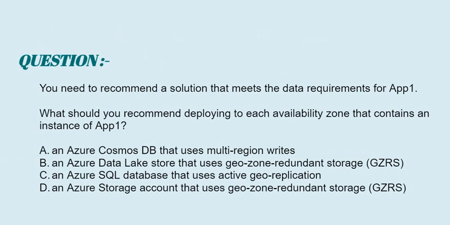Our question is, you need to recommend a solution that meets the data requirements for App1. What should you recommend deploying to each availability zone that contains an instance of App1? The options are: option A, an Azure Cosmos DB that uses multi-region writes. Option B, an Azure Data Lake Store that uses Geo-Zone-Redundant Storage (GZRS). Option C, an Azure SQL database that uses active geo-replication. Option D, an Azure storage account that uses Geo-Zone-Redundant Storage (GZRS).